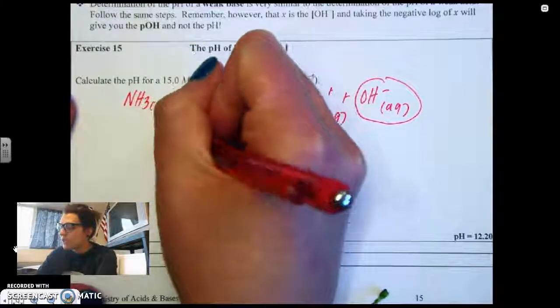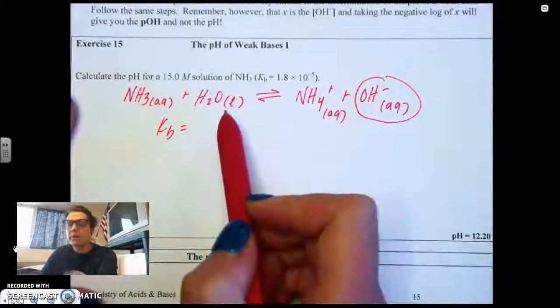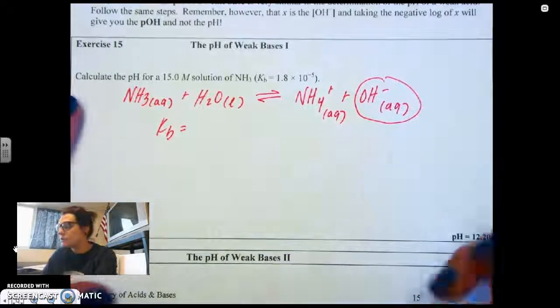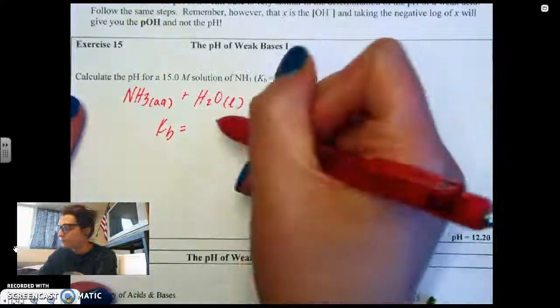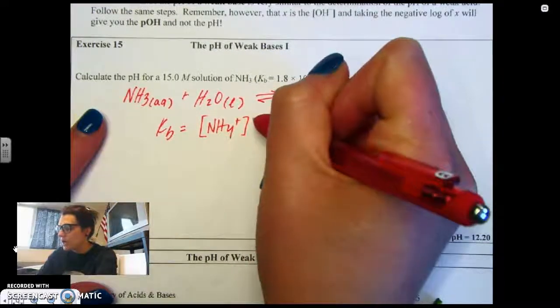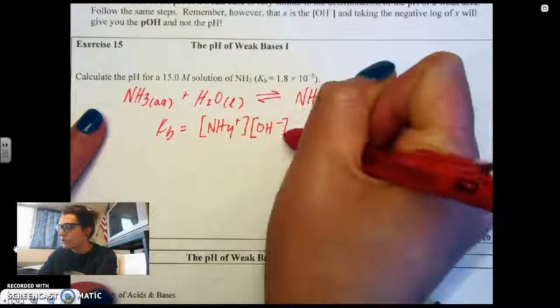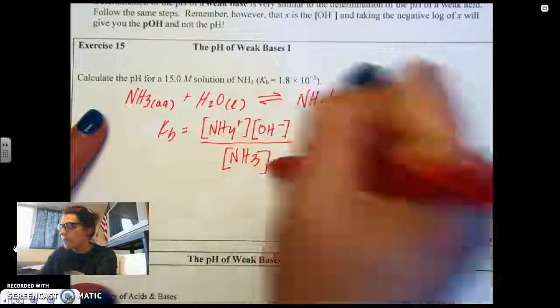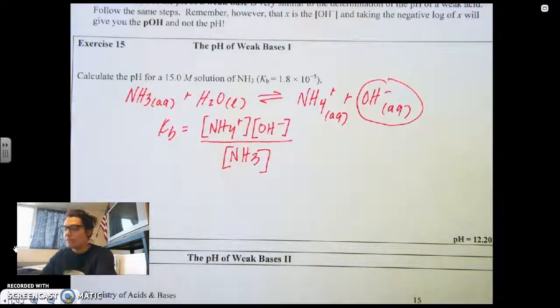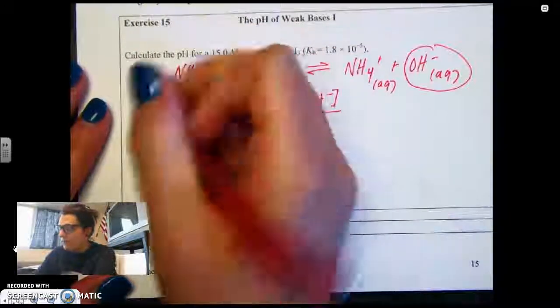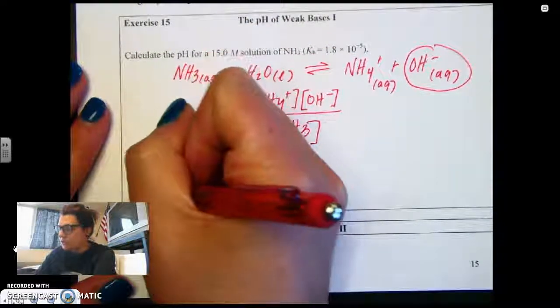So then if you set up a Kb expression for this, you have to remember liquids and solids aren't included in equilibrium expressions, so we'll omit water, and then we'll have NH4 plus times the OH concentration divided by the starting concentration of NH3. And then these problems look exactly the same. You can do an ICE table if you want to. So I have my equation, so I'm just going to do ICE.